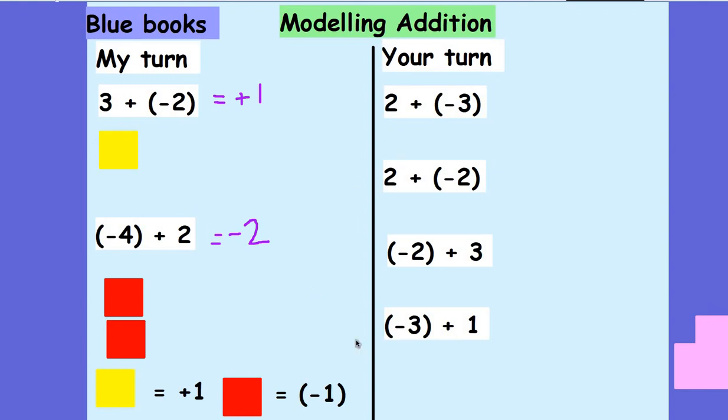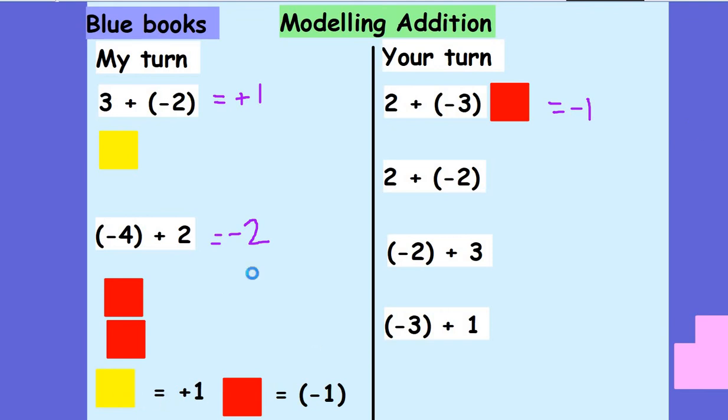Okay, hopefully you paused the video and had a go at those. I'll go through the answers now. So for the first one, I've got +2 and -3, so let's put those together. If I then remove my 0 pairs, there's 1 and there's 2, I'm left with -1.